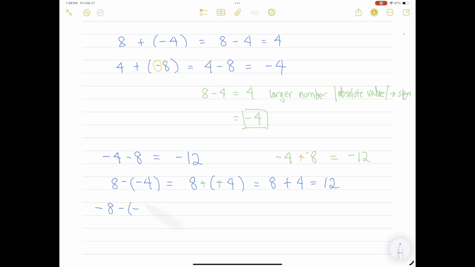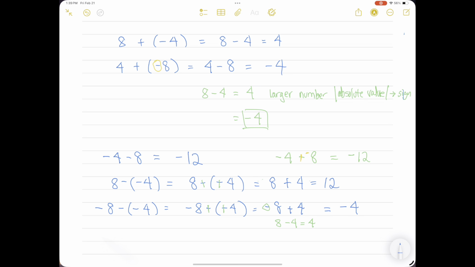Negative 8 minus negative 4, and you notice the use of parentheses to maintain clarity on the negative signs. But when we add the opposite, we get negative 8 plus 4. We add integers where the signs are different. We treat it as a subtraction problem. 8 minus 4 equals 4, and the larger number, or the number with the larger absolute value, gives its sign. In this case, it's negative 8, so therefore the sign will be negative, negative 4.